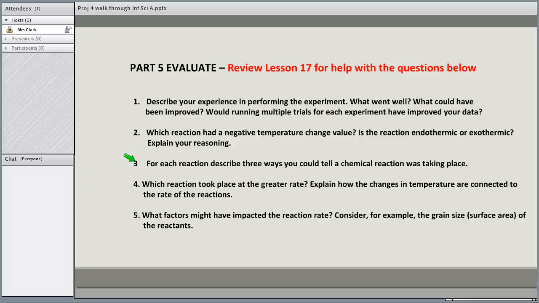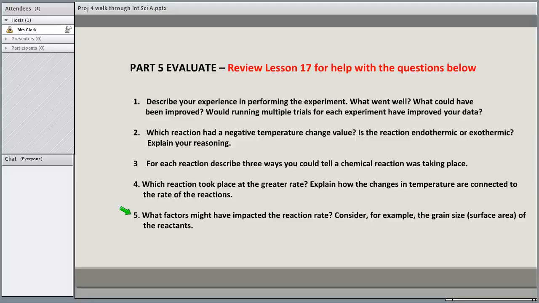For each reaction, describe 3 ways you could tell a chemical reaction was taking place. Review what we look for to decide if a chemical reaction has taken place. It could be something like bubbles or color change, whatever, but you want to have 3 of those for each individual reaction. Which reaction took place at a greater rate? Okay, which one changed temperatures faster? And what factors could have caused any differences in your reaction or may have been a problem in the reaction other than the changes in temperature?